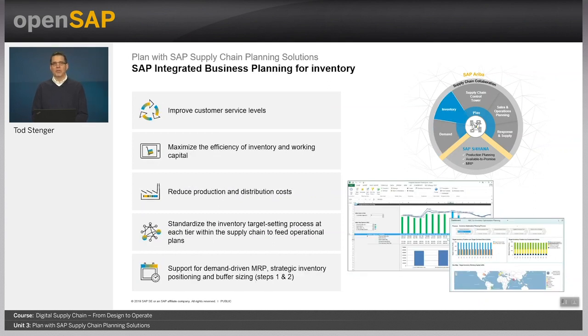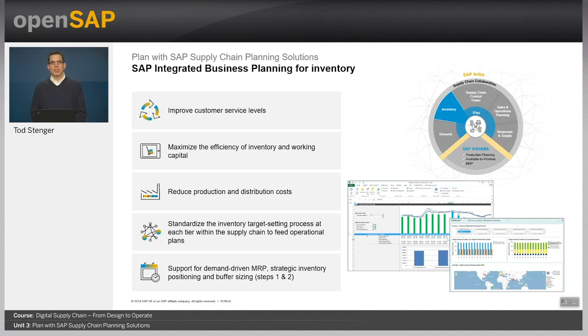Usually there's a trade-off between inventory targets and customer service level. Leveraging multi-echelon inventory optimization, or MEIO, IBP for inventory helps you find the right balance, keeping working capital low while maximizing customer service levels. The tool also helps you to improve planner productivity by standardizing processes and supporting inventory planning both on tactical and strategic levels.